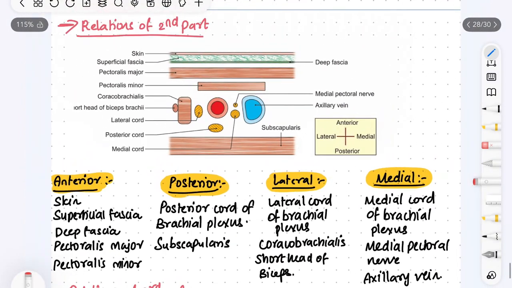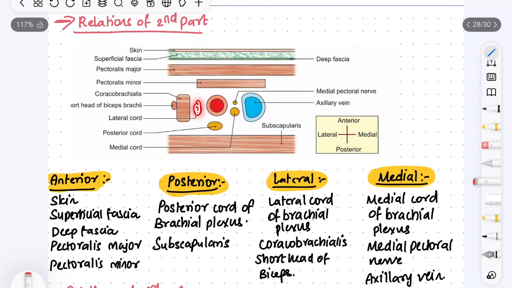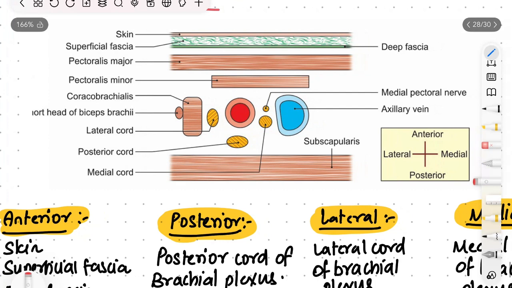The lateral relation is the lateral cord of the brachial plexus. See, this is the lateral cord of the brachial plexus, along with the two muscles, coracobrachialis and the short head of biceps brachii. So these are the lateral relations. Now the medial relations: as discussed, the axillary vein is common for all the parts. Along with the axillary vein, in the second part we have the medial pectoral nerve and the medial cord.